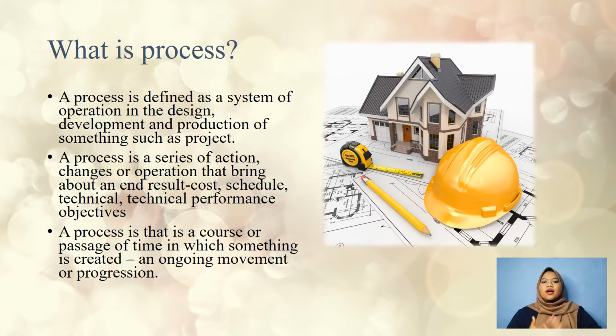What is process? A process is defined as a system of operation in the design, development, and production of something such as project. A process is a series of action, chains, or operation that bring about an end result: cost, schedule, technical performance objective. A process is the course or passage of time in which something is created, an ongoing movement or progression.